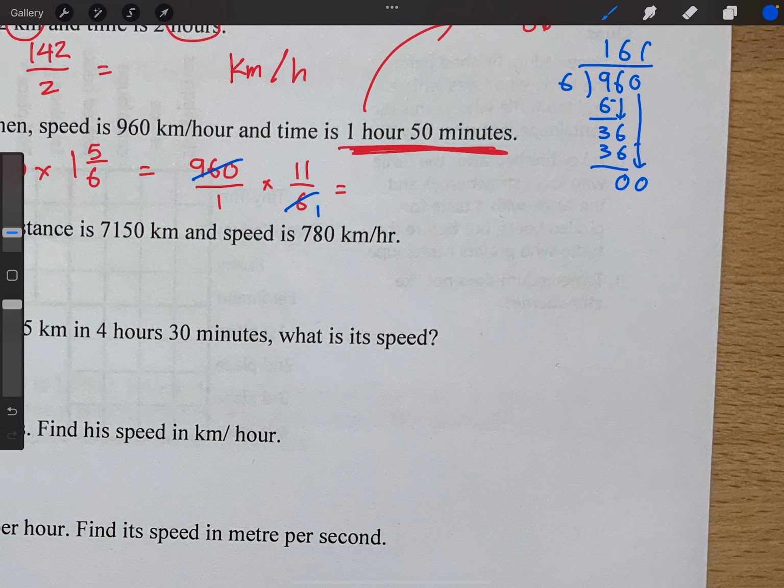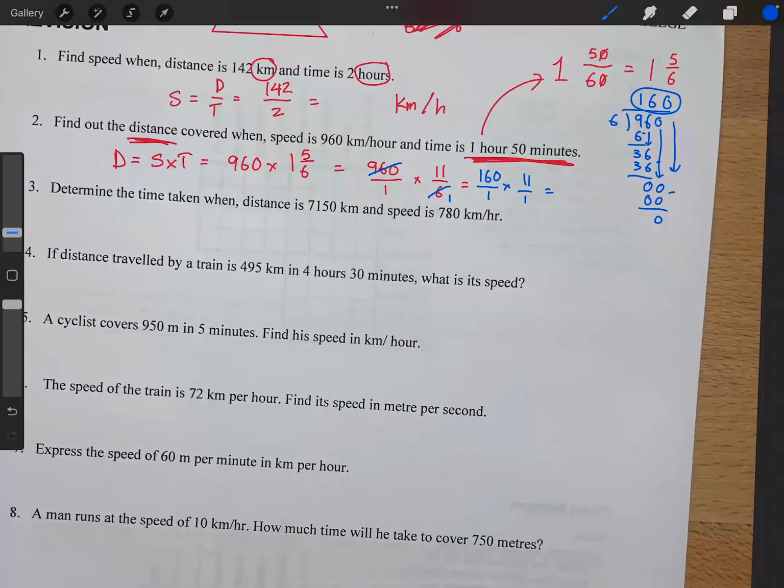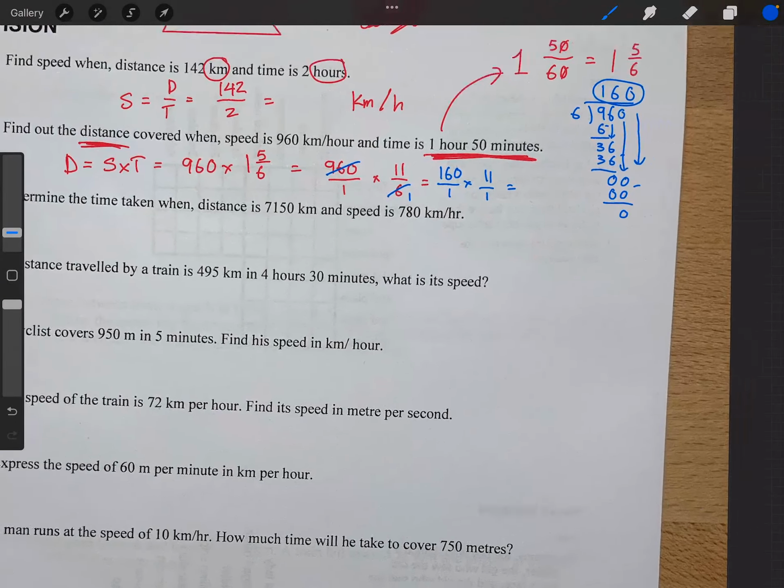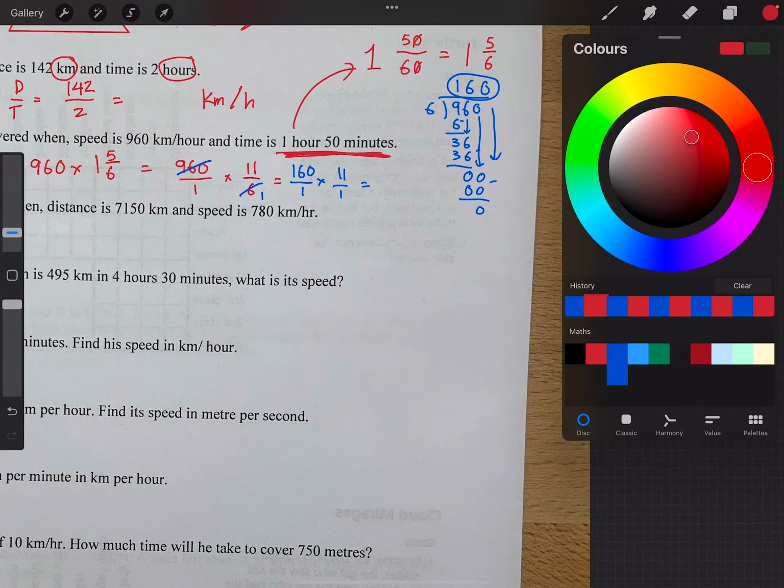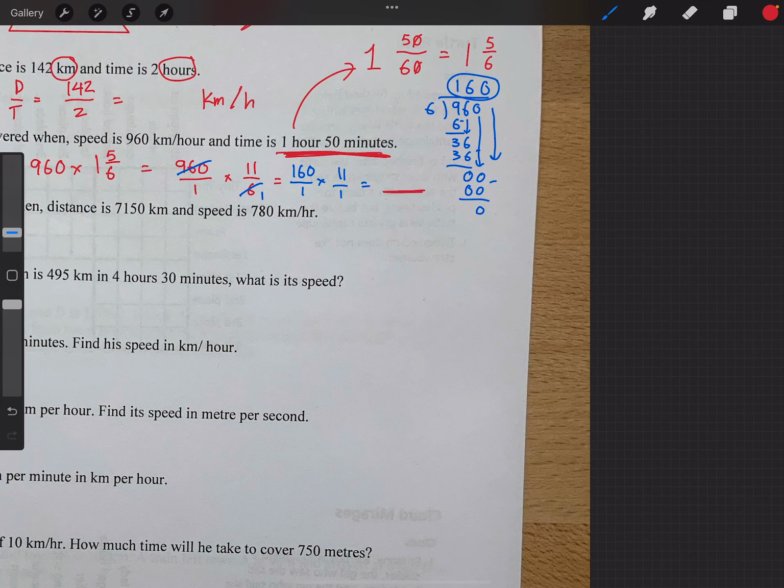0 divided by 6 is 0. 6 times 0 is 0. Take away, no remainder. No more numbers to bring down. Therefore, the answer is 160. So that means it's going to be 160 over 1 times 11 over 1, and you can work out the answer to that. It says distance, so it's going to be in kilometers. So whatever you get for the answer there, that'll be in kilometers.